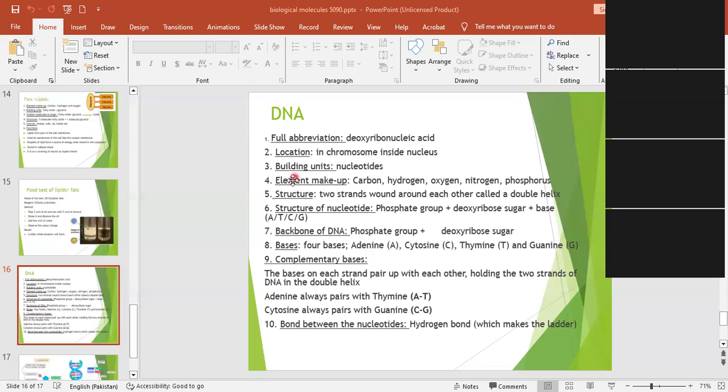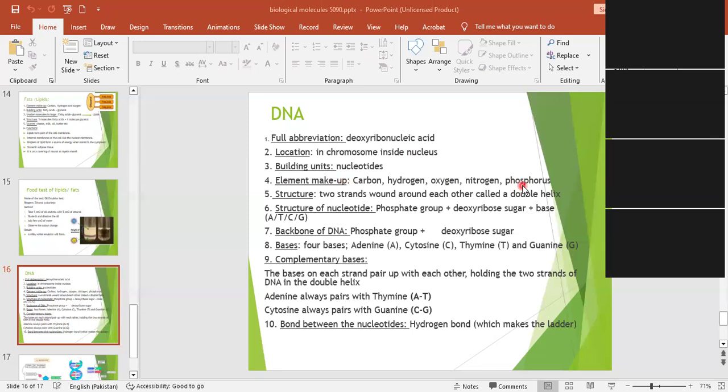ठीक है, अभी हम उसको पढ़ते हैं. The element makeup. What are the elements which are necessary for making the DNA? Carbon, hydrogen, oxygen, nitrogen, and phosphorus. ठीक है? Carbon, hydrogen, oxygen, nitrogen, and phosphorus.